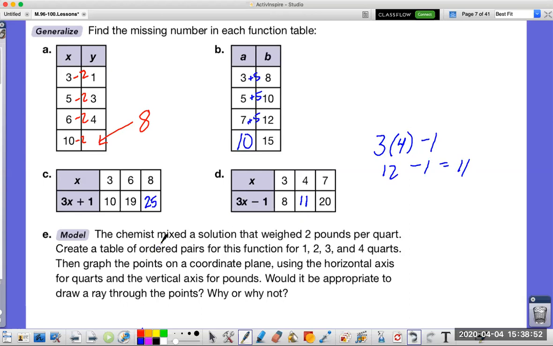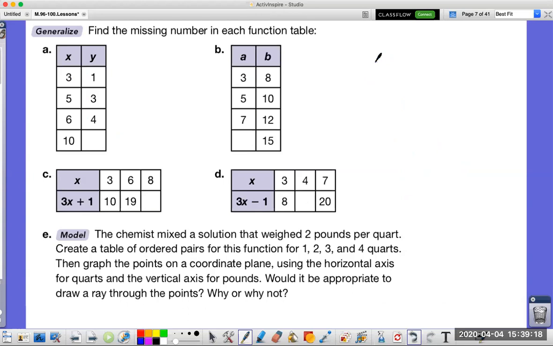The chemist mixed a solution that weighed 2 pounds per quart. Create a table of ordered pairs for this function for 1, 2, 3, and 4 quarts. Then graph the coordinates on a coordinate plane using the horizontal axis for quarts and the vertical axis for pounds. Let me just clear everything off here so we can use this space.